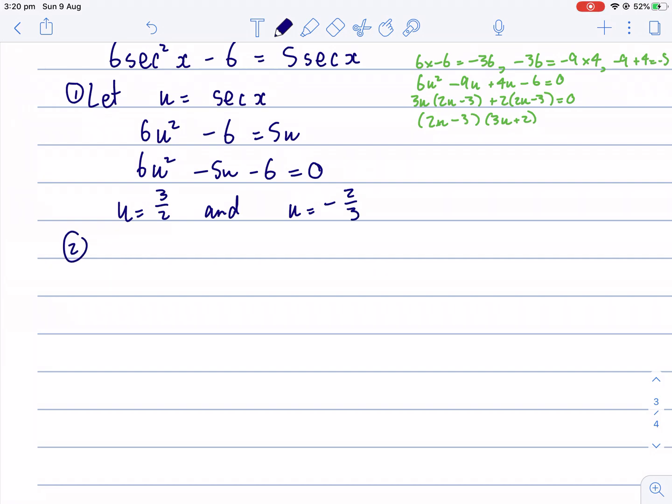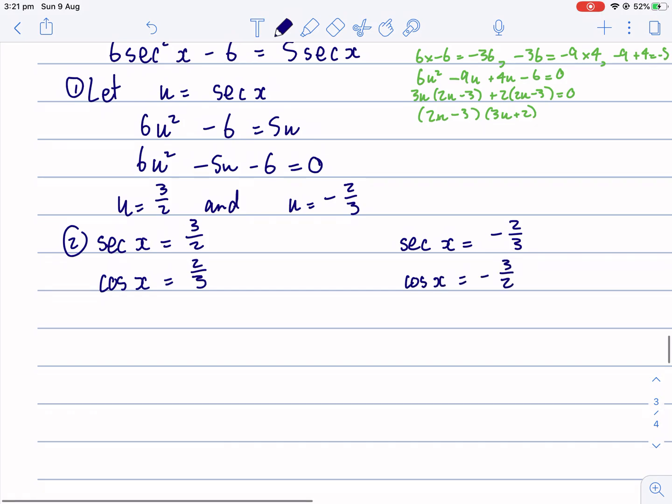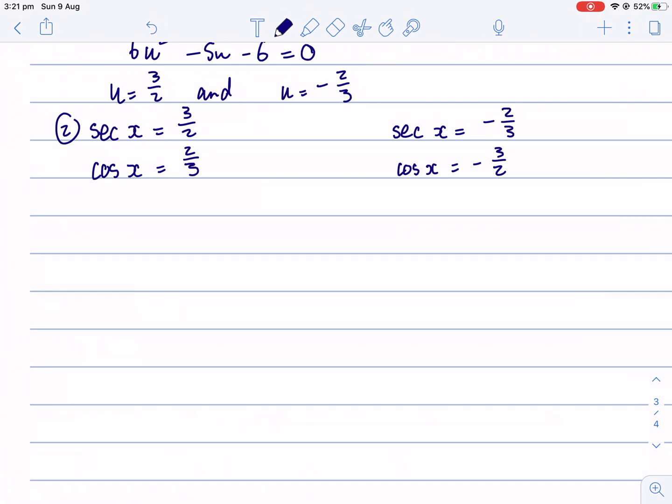Okay, sub it back in. So sec x equals 3 over 2. Sec x equals negative 2 thirds. Sec is 1 on cos, yeah? So that means cos x equals, turn it upside down. Now, neither of these are in our special triangle. So we're going to do arc cos 2 thirds. That's given us 0.841 radians.